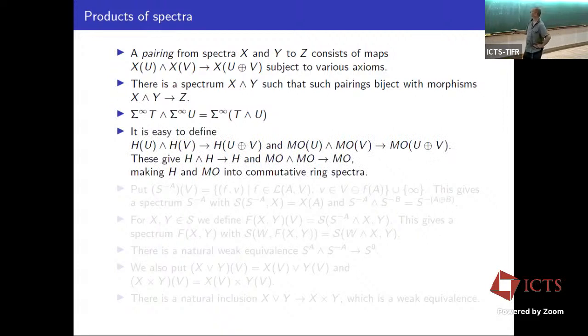Similarly, for both the Eilenberg-MacLane spectrum H that we had on the previous slide and the MO spectrum, it's pretty easy to define pairings: H(U) smash H(V) to H(U plus V), and MO(U) smash MO(V) to MO(U plus V). You can take it as an exercise to guess what those are. There's basically only one possible thing you could write down. So these give you maps from H smash H to H and MO smash MO to MO, and these make H and MO into commutative ring spectra. A ring is an abelian group with a map from R tensor R to R, and here is the analogous thing in spectra.